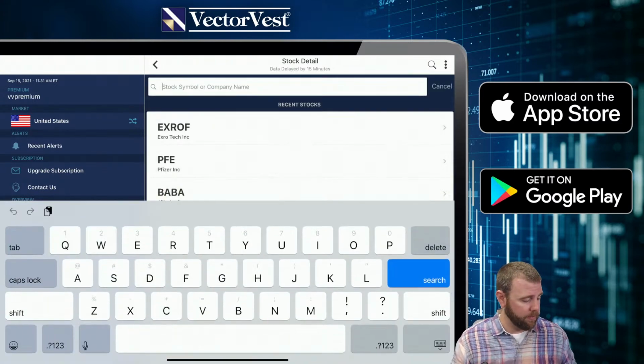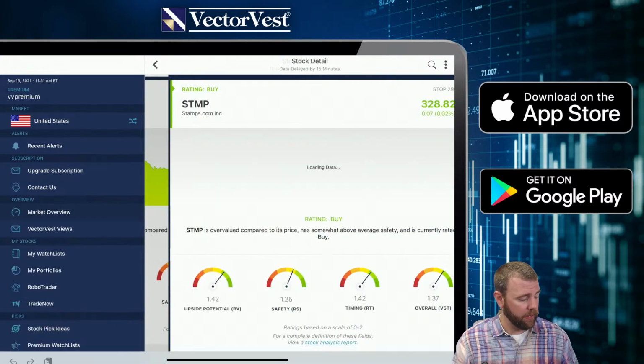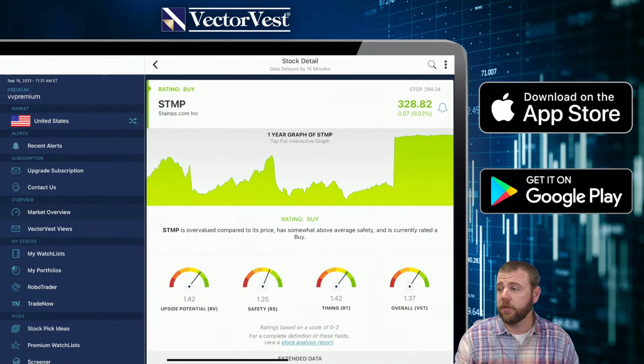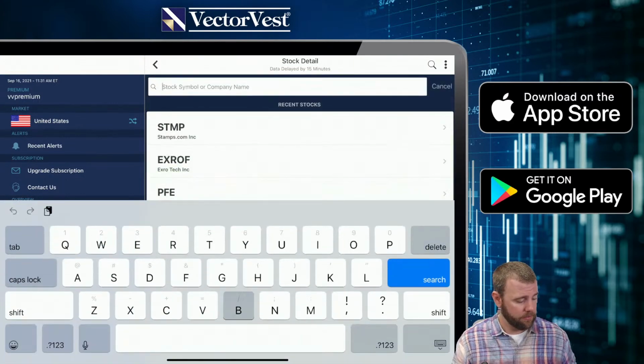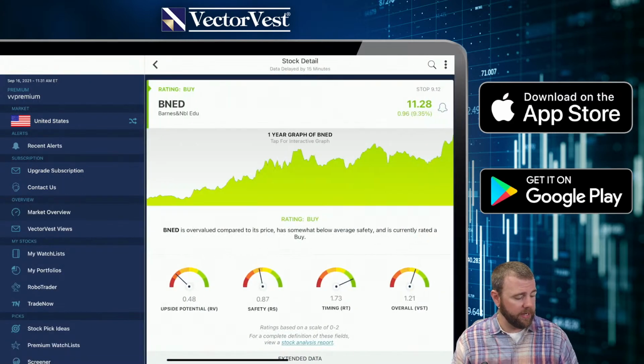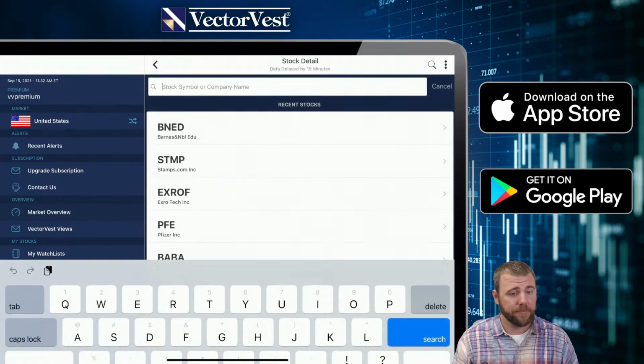All right, STMP, great long-term potential, less risk associated with it. You're in a strong uptrend. Overall, stock is definitely favorable here. BNED, poor long-term potential, a lot of risk associated with it, but you're rocking and rolling higher right now. So overall, the stock is favorable. If you're speculative, if you're a momentum trader, day trader, this is definitely a good play.